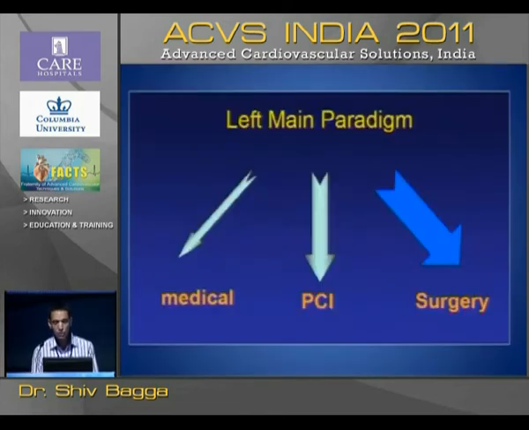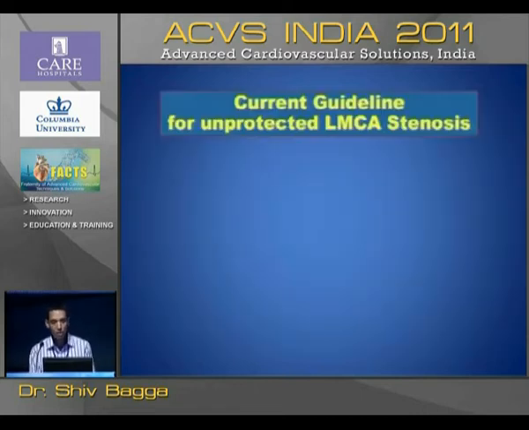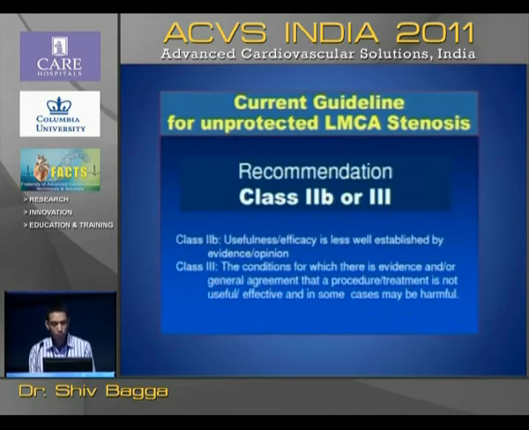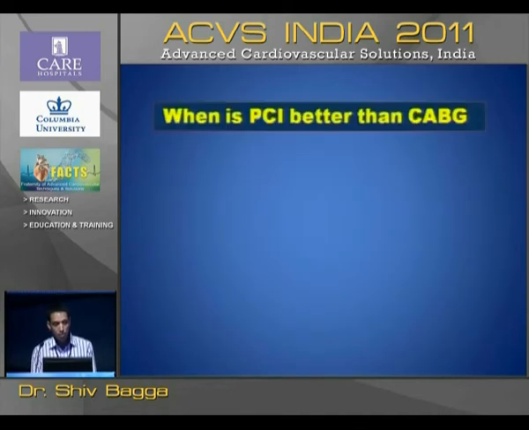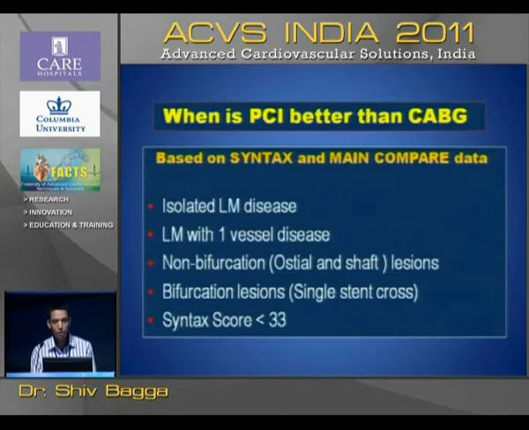Now the conventional treatment for these patients obviously will be surgery, but there have been recent changes in the guidelines for left main stenting, especially with data coming from the Korean group of Dr. Park. But what about this case? Well, at least there are certain indications or settings where PCI is better than CABG, and we do have data from the MAIN-COMPARE registry from Dr. Park's group.